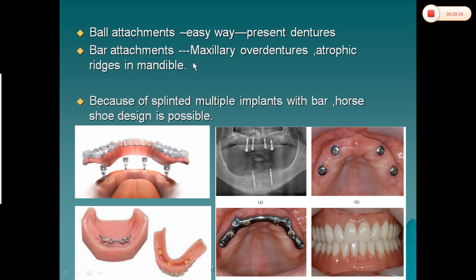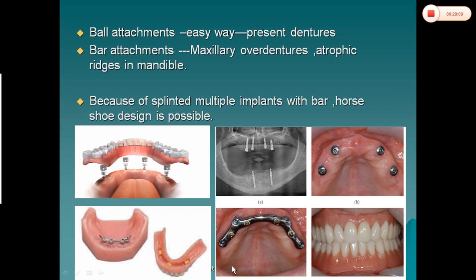See, ball attachments are an easy way, because the ball abutment is positioned on the implant, and the O-rings or the sleeves will be positioned within the denture. So it is very easy for the patient to position and remove. So when patient dexterity or motor skills are limited, we prefer ball attachment. In ball attachment, the old existing denture can be modified into an implant supported overdenture.